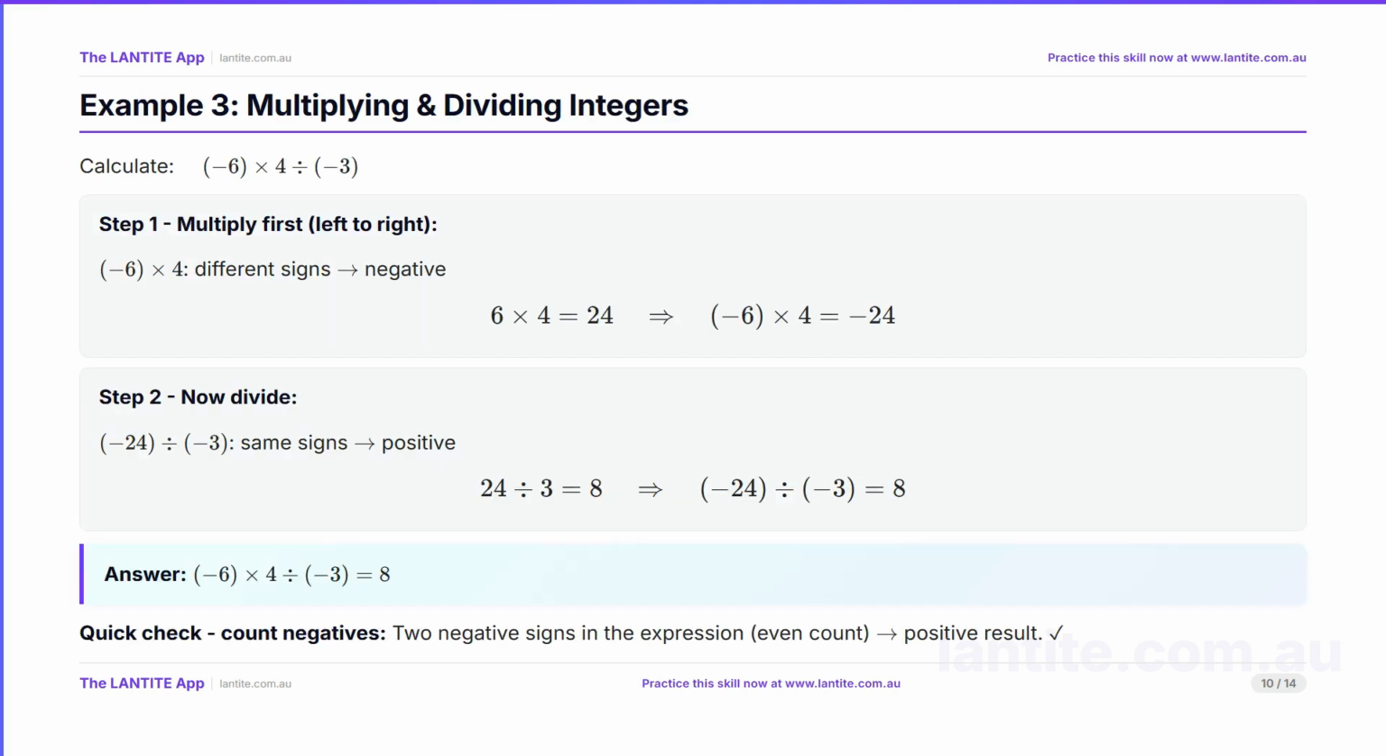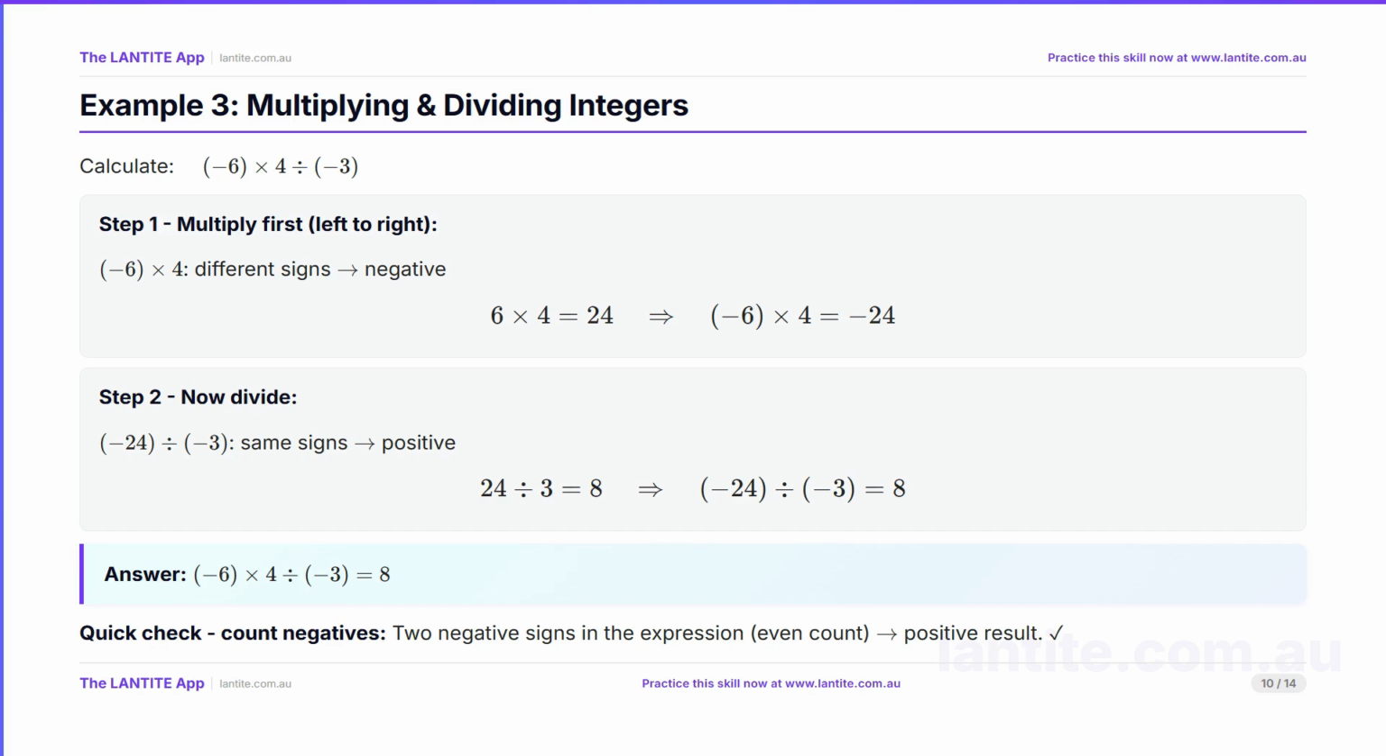Let's apply the sign rules. Calculate -6 times 4 divided by -3. Work left to right. First, -6 times 4. Different signs, so the result is negative. 6 times 4 is 24, so the answer is -24.